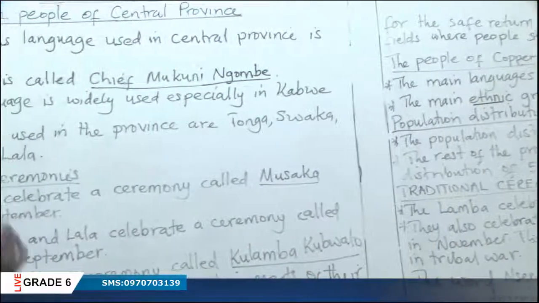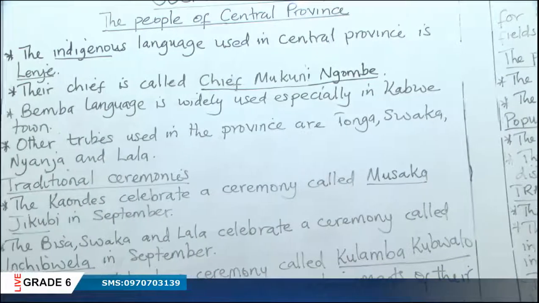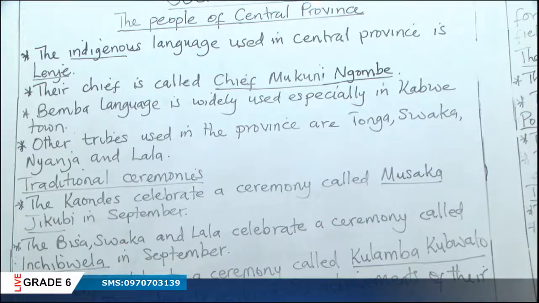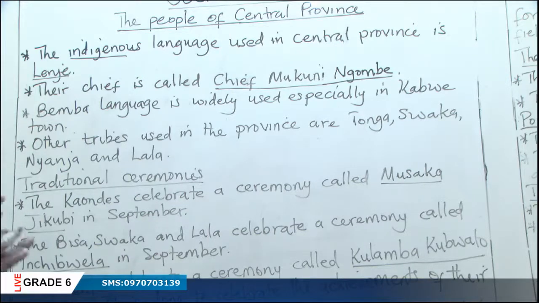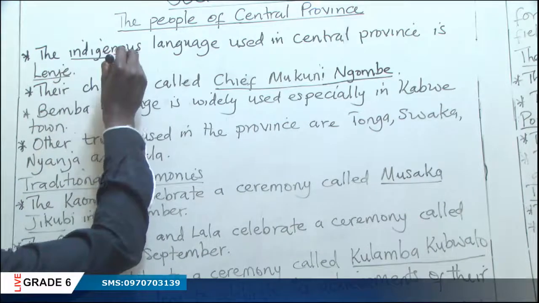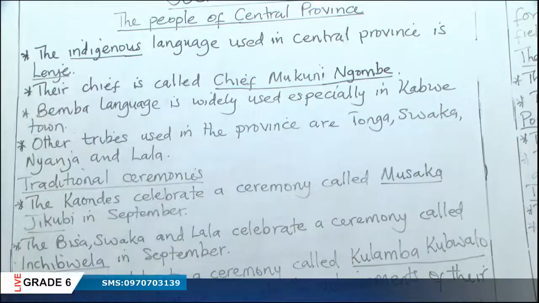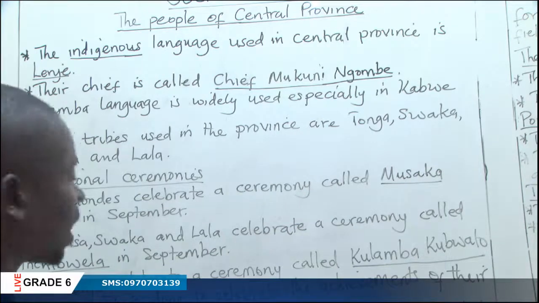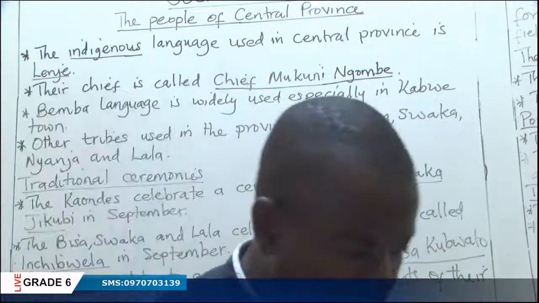The word indigenous simply means these are the main people. I can put it like maybe they are the owners of the province, but they are not really the owners. It's the language of that province. Though we have other languages found there, this one is the main language. Lenje is the main language of that province. So indigenous simply means the main language that is used in that province.